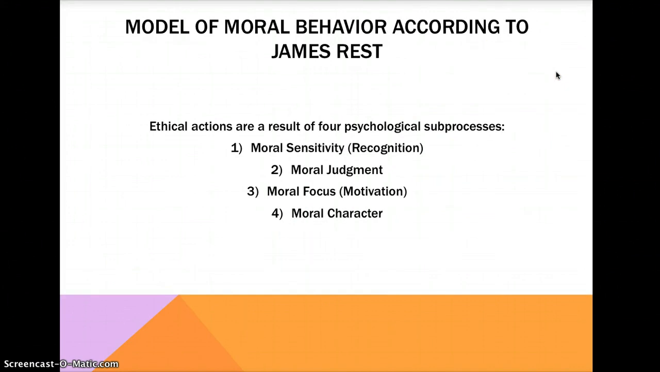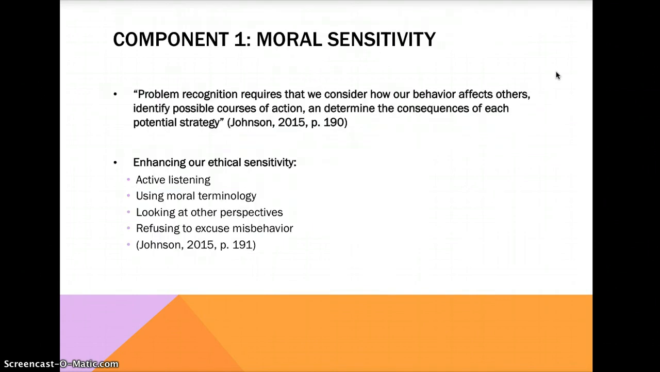James Rest developed a widely used model of moral behavior that uses a backwards approach of doing things. He begins with moral action, which is somewhat confusing because you would think this would be the concluding step. The ethical action is based on four sub-processes, which are moral sensitivity, moral judgment, moral focus, and moral character. And I'll be talking about them in that order.